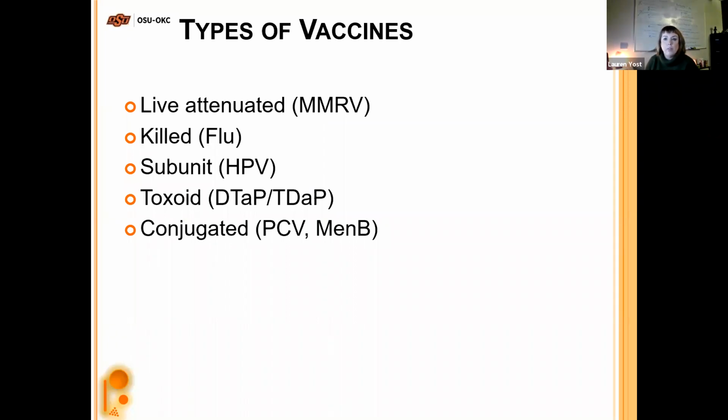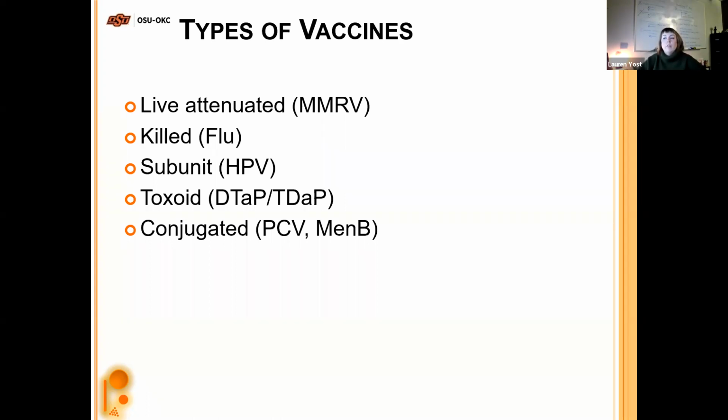Some people have experienced mutations in these, and it has led to disease. Unfortunately, that happened with polio, but that's really uncommon. All right, so we have killed viruses like the flu. That's dead. It's not alive at all. We have subunit vaccines like we have for HPV.